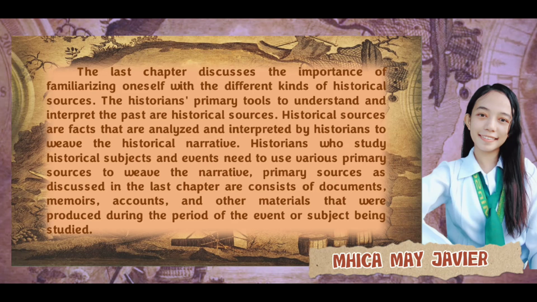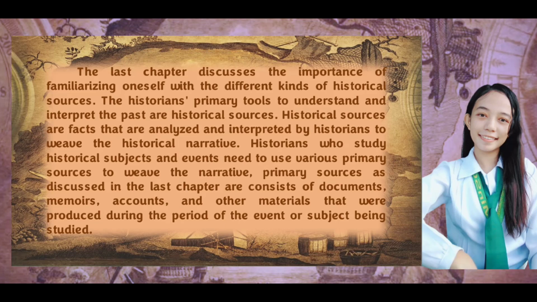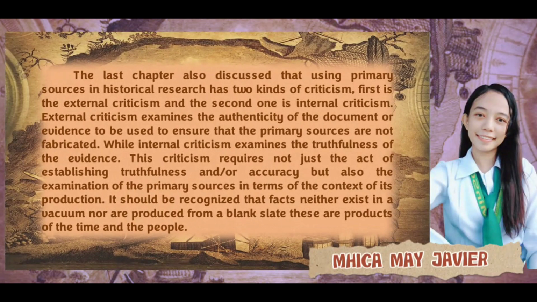Primary sources, as discussed in the last chapter, consist of documents, memoirs, accounts, and other materials that were produced during the period of the events or subject being studied. The last chapter also discussed that using primary sources in historical research has two kinds of criticism. First is the external criticism, and the second one is the internal criticism.